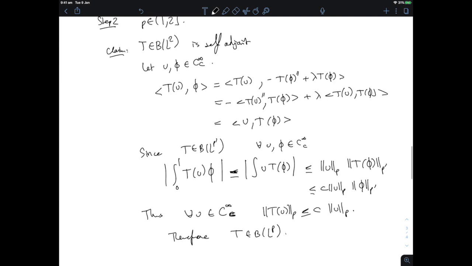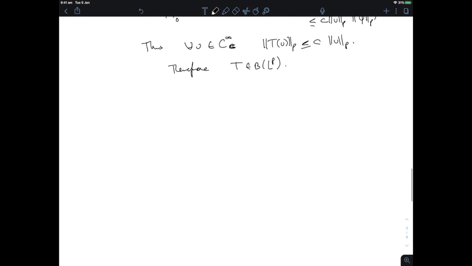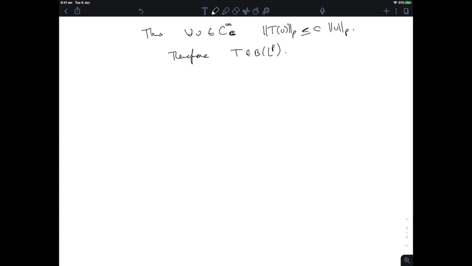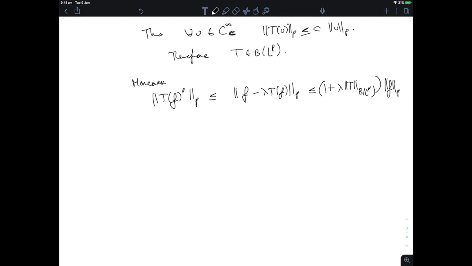Okay, so how are we going to use that? So we know that T of f is in Lp, and we also know by the equation that (Tf)'' in Lp is going to be controlled by the Lp norm of f minus lambda T of f. And now we know that lambda T of f is in Lp, so this entire thing is controlled by 1 plus lambda times the norm of the operator T as a bounded linear map on Lp, which is exactly the same as the norm of the operator T as a bounded linear map on Lp prime by self-adjointness on L2, times the Lp norm of f.